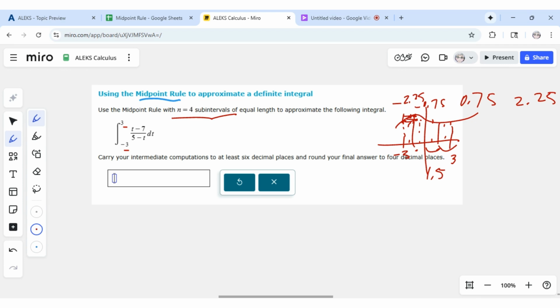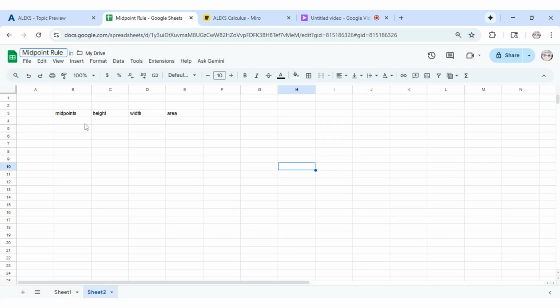I think the easiest way to do that is with a spreadsheet. So I'm going to do that. So let's go ahead and put in our midpoints. We had -2.25. We had -0.75. We had 0.75. And we had 2.25. Okay, so those are our midpoints.